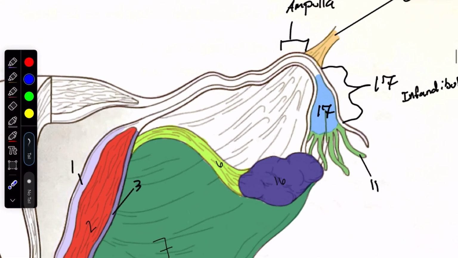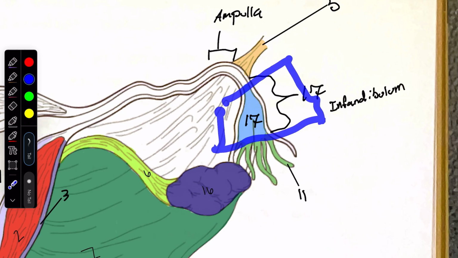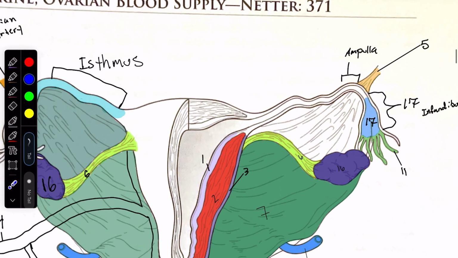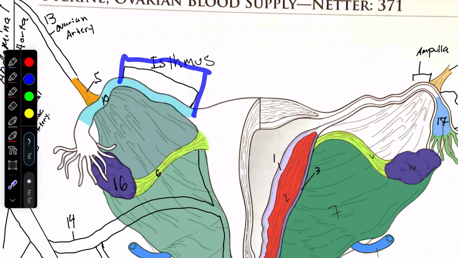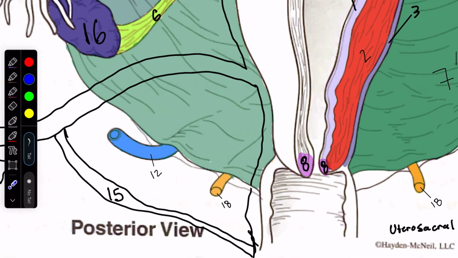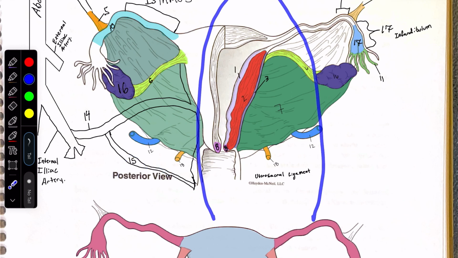Let's break down that fallopian tube, or that uterine tube right here. So you've got 11 right here, which is your fimbriae, the fingers. 17 is your infundibulum. It's that first part of that uterine tube. Then you run into the ampulla. And then from there, after the ampulla, is the isthmus. Then 16 is your ovary, which I had you write in there. And 18 right there is going to be that uterosacral ligament, which makes sense, right? Because we're looking at the posterior view. So that sacrum's coming down in here.